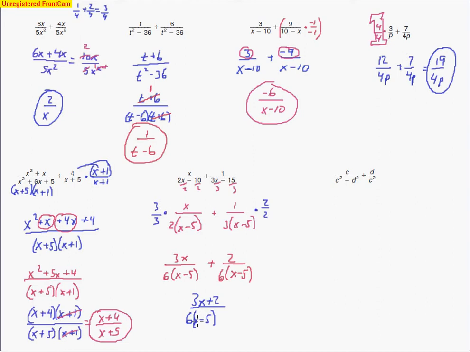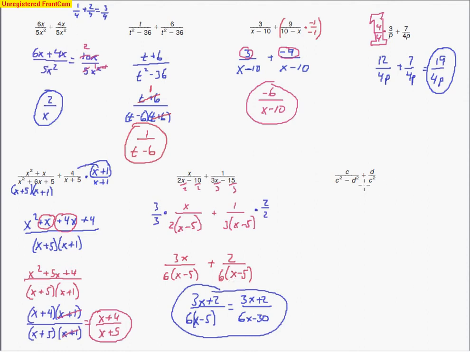So now since we cannot combine any terms any further, 3x plus 2 does not have common factors. We don't have any more common factors down below. So I'll just rewrite the problem as 3x plus 2. And sometimes they'll go ahead and multiply out the denominator, 6x minus 30. So either one of these two answers would be fine.